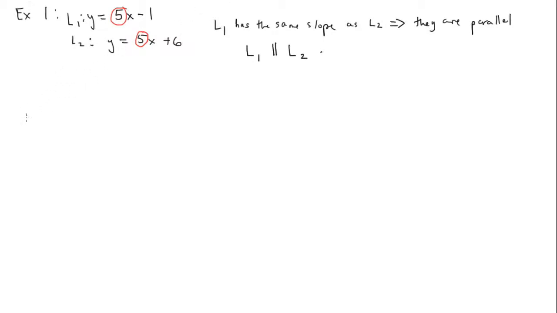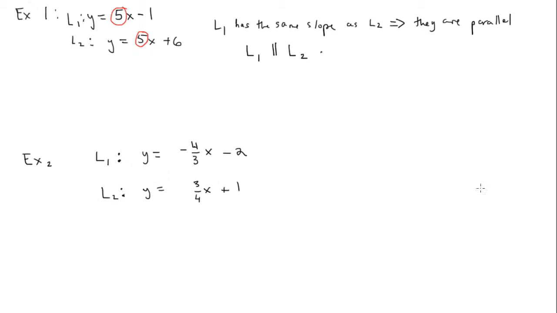Okay, and so next let's look at another example. This time we also have two lines, L1 and L2. But this time the equations for them are L1 is y equals -4/3 x minus 2, and y equals 3/4 x plus 1, and that's L2.